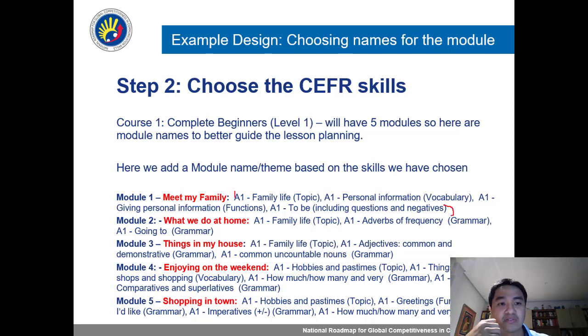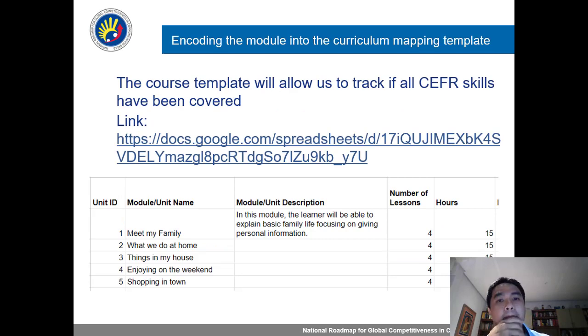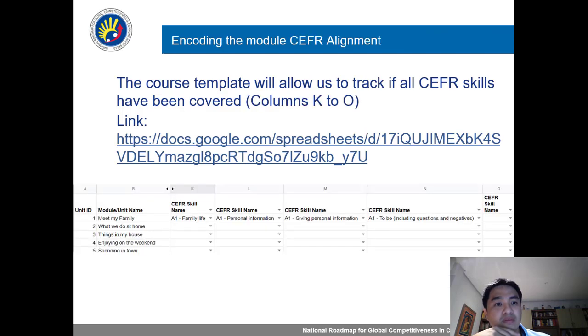Okay, and then after that, we want to ensure that we encode our modules and courses in the course template so we can all check progress with each other. Here, important in columns K to O, the module name is here. And then we also put what CEFR skills from the E equals guide. There's a drop down, just press or type what skill you put for purposes of alignment.